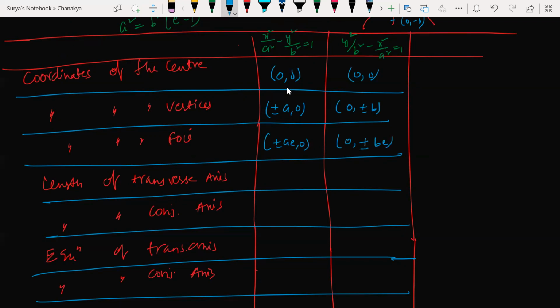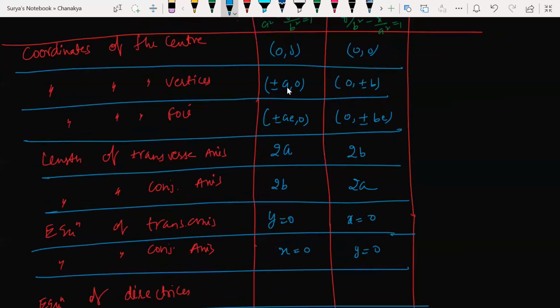Length of transverse axis is nothing but like a major axis. What was it? 2a. And length of transverse axis in the vertical, I mean conjugate hyperbola, is 2b. Now length of conjugate axis is like the length of minor axis. Here it was 2b, here it will become 2a. Understand? Equation of transverse axis is what here? Y is equal to 0 here, then here x is equal to 0.